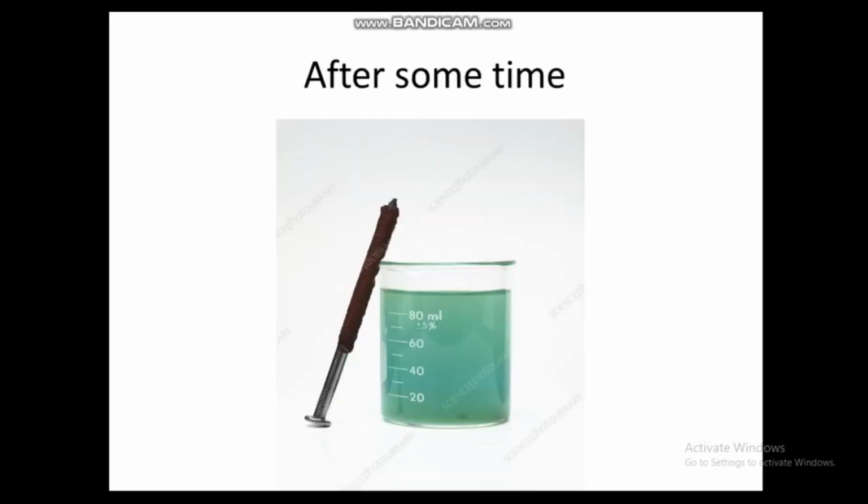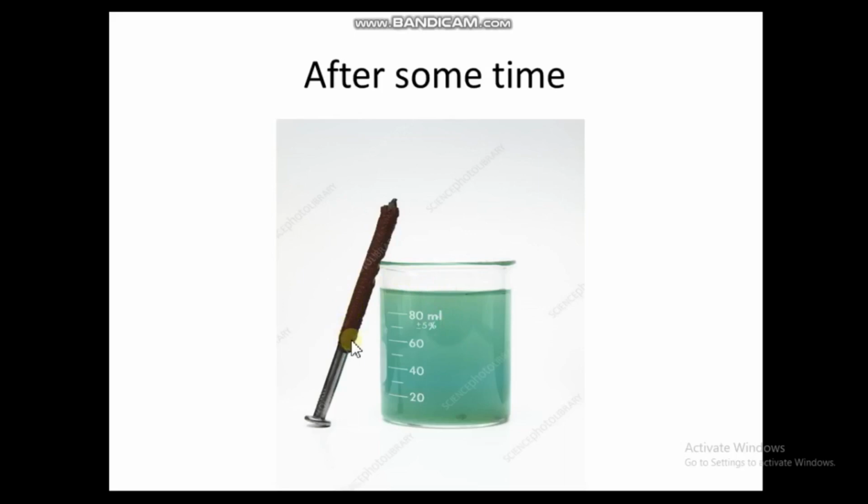Here you can see, after 1 week, when we take out the iron nail, we can observe two things. One is that the portion which is dipped into the solution has a layer of something, and the color of the solution has also changed. So what has happened? Here one chemical reaction is taking place, between the iron and the copper sulphate. The layer which has formed on the iron nail is copper. In the copper sulphate solution, copper is there.